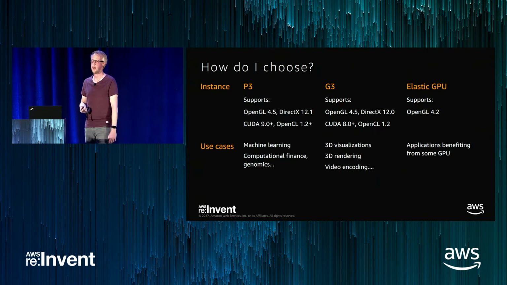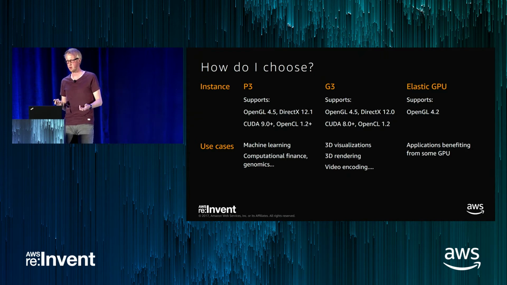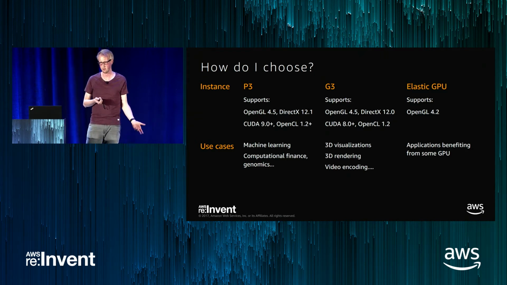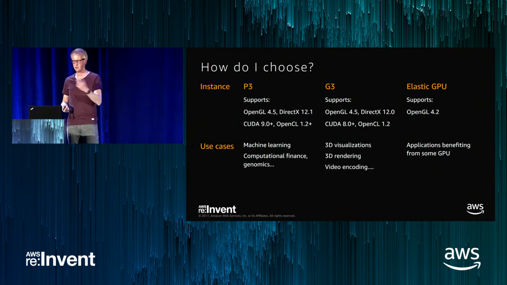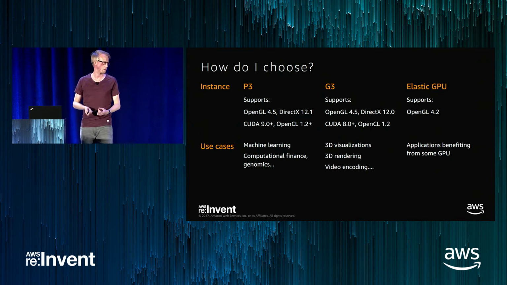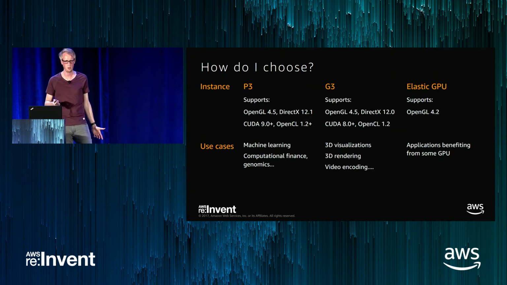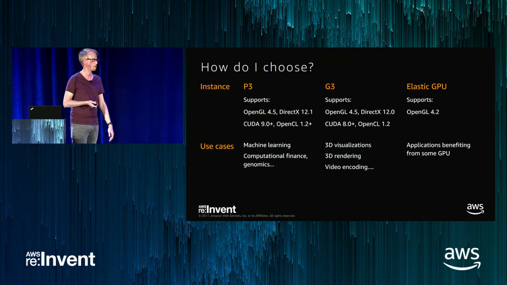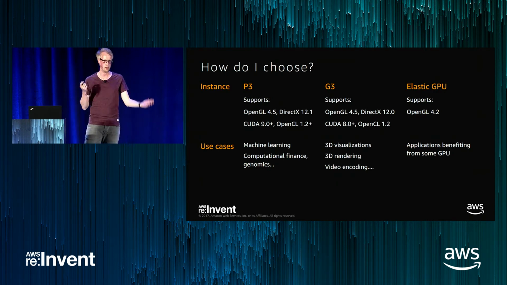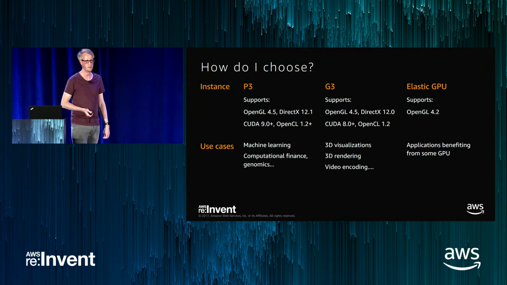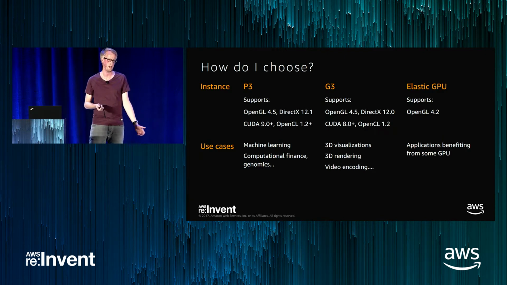The G3s, on the other hand, since they're based on a different microarchitecture, they're better suited for 3D visualizations and 3D renderings, or anything that's OpenGL or DirectX. That's supposed to be faster on the G3s based on the GPU in there. And as I said, the Elastic GPUs, if you want to have GPU capabilities in your instance, but it's just a smaller use case where performance is not that critical, and you're just running OpenGL, then it's also a good option to go with the Elastic GPUs, because then you run smaller instances, you save cost, and that's also a good thing, right?